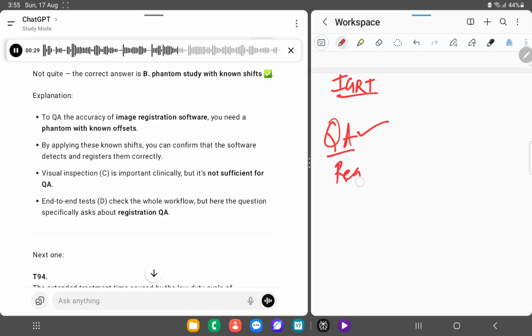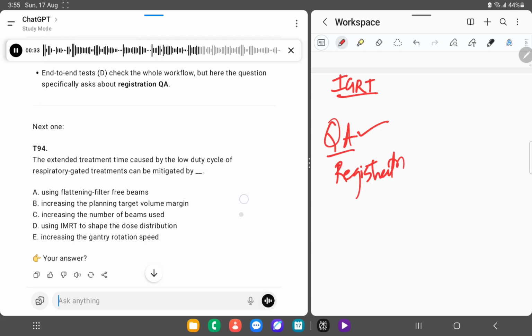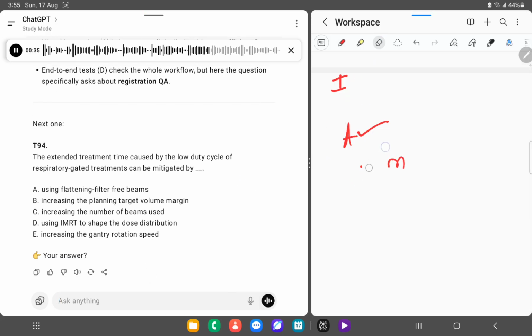Next one, T94. The extended treatment time caused by the low duty cycle of respiratory gated treatments can be mitigated by A. Using flattening filter-free beams, B. Increasing the planning target volume margin, C. Increasing the number of beams used, D. Using IMRT to shape the dose distribution, E. Increasing the gantry rotation speed. Your answer?